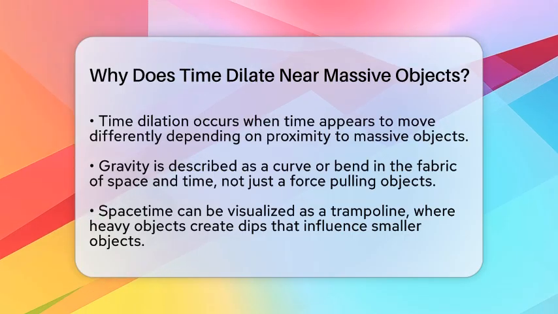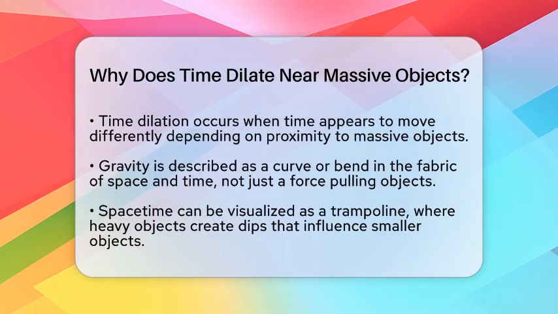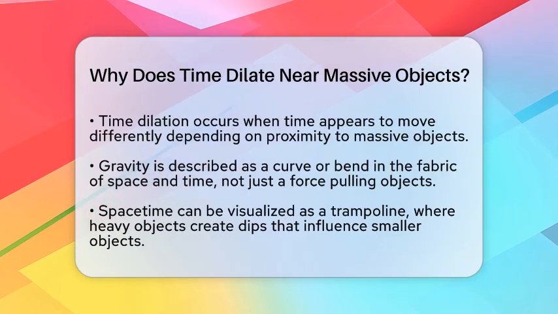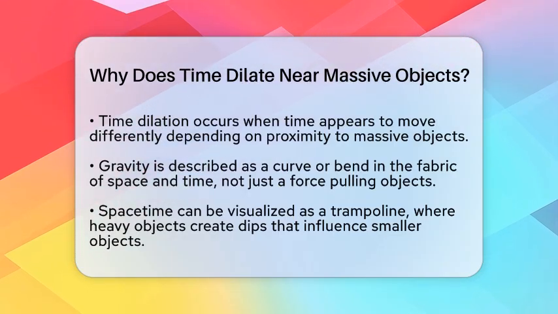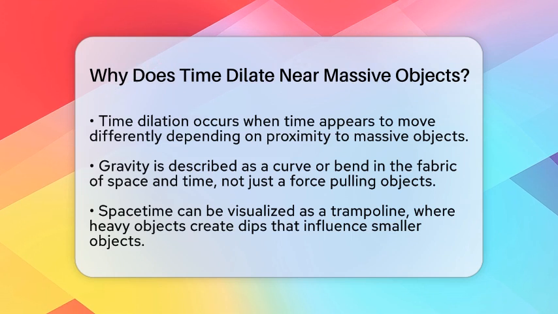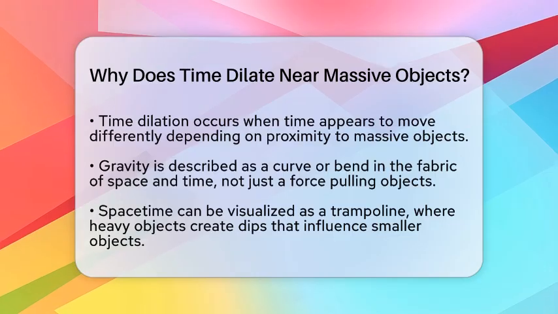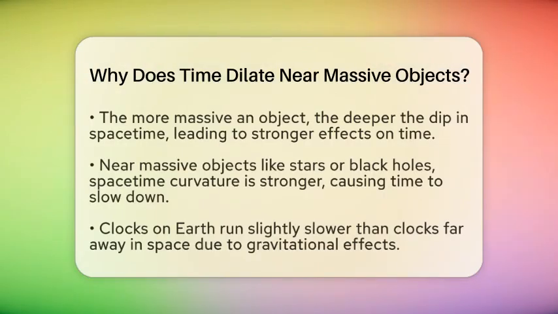You might think of gravity as just the force that pulls objects toward each other, but in reality, gravity is more like a bend or curve in the fabric of space and time. Think of spacetime as a giant trampoline. When you put a heavy ball on it, the trampoline dips down. Smaller balls will roll toward the heavy ball because of the dip. The more massive the object, the deeper the dip in this fabric.